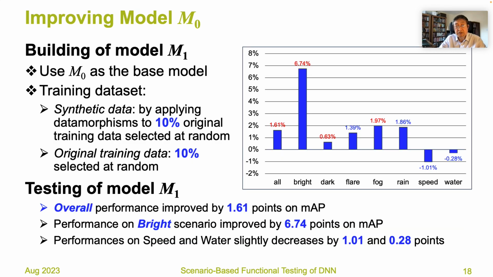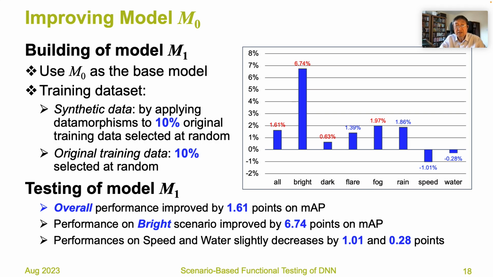To improve the model, we build a new model M1 using transfer learning. The training data consists of 2 parts. One is 10% of the original training data, which is selected at random. The purpose of the original training data is to prevent the forgetting effect. And second, we apply data morphisms to another 10% of the original training data, selected at random as well. We use M0 as a base model to construct the model M1.